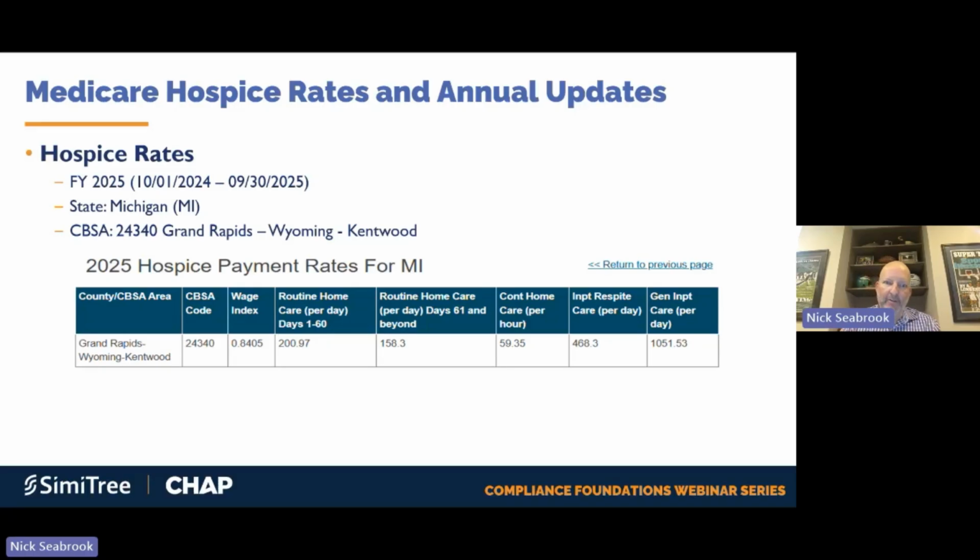So we have the routine home care, and we saw before that we're going to have a higher rate for days 1 to 60 compared to days 61 and beyond. You can see for Grand Rapids, it's about $200 for the first 60 days, compared to about $160 for day 61 and beyond. We had those continuous home care, which is about a $60 hourly rate. The inpatient respite care at about $470 per day, and the general inpatient care, which is again going to be that daily rate we mentioned before, that's going to be the highest of the rates of about $1,000.